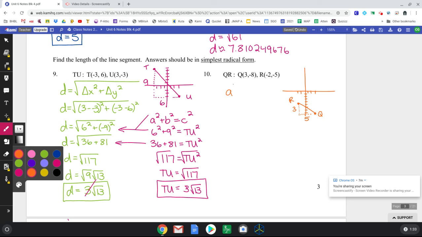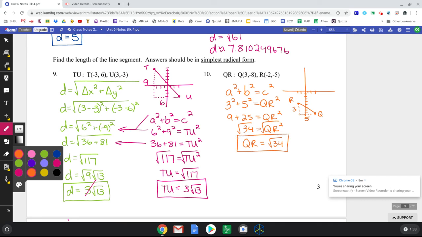So I'm going to use my Pythagorean theorem. A squared plus b squared equals c squared. 3 squared plus 5 squared is going to equal our QR squared. So 9 and 25 is going to give me 34. And so if I take the square root of both sides, I've got QR is radical 34. That can't be broken down, so that's what we're going to leave as our answer.